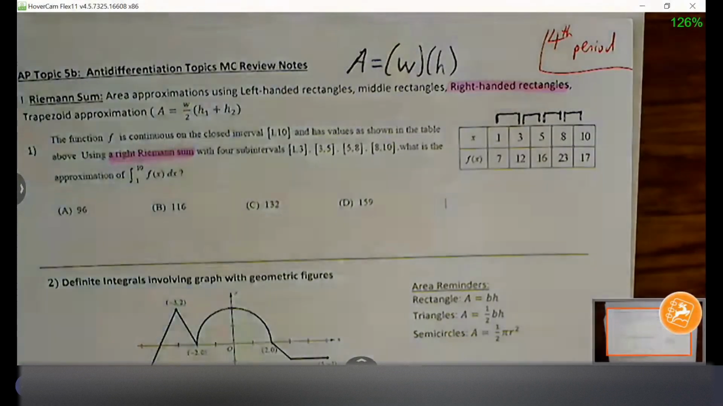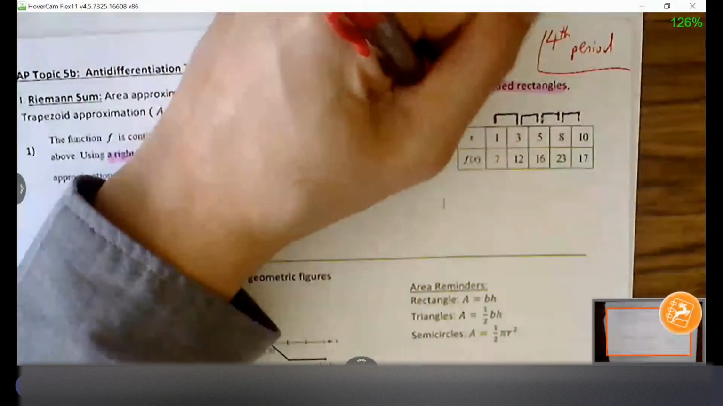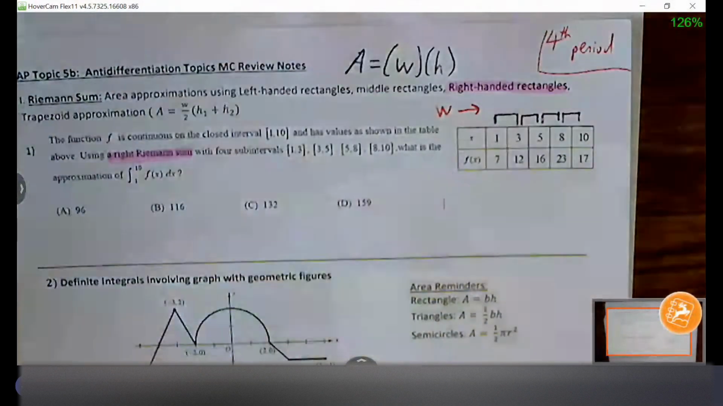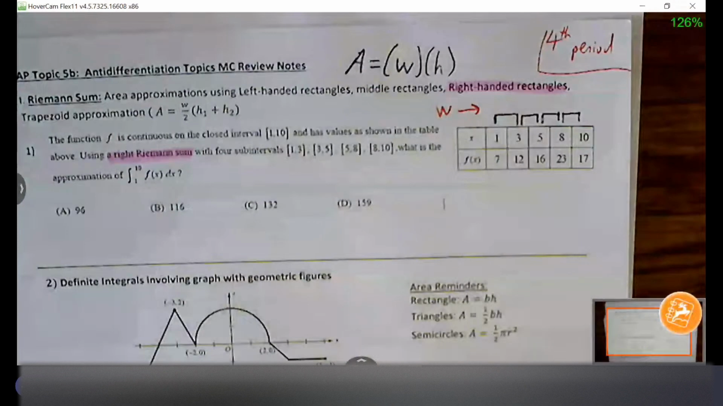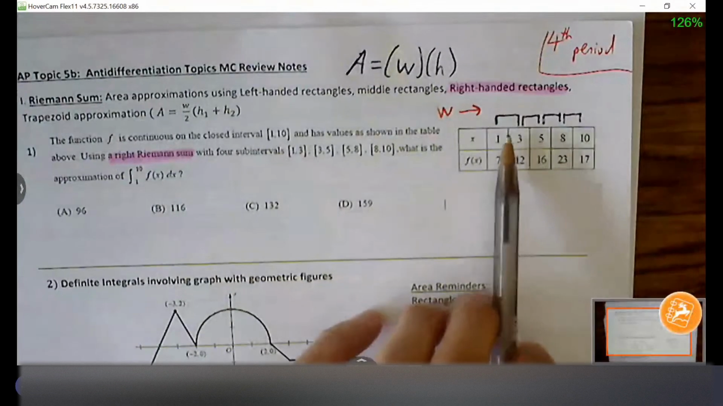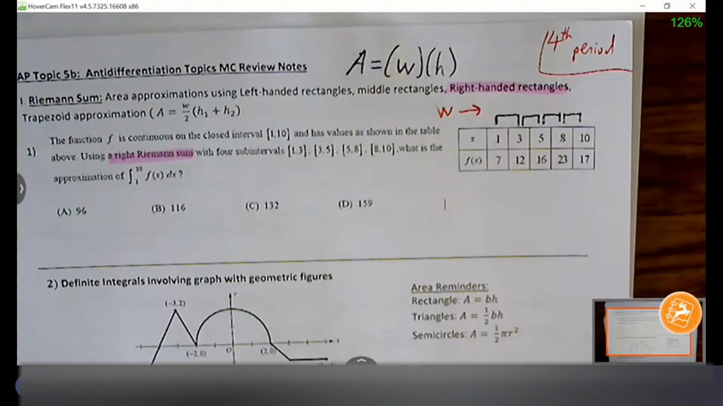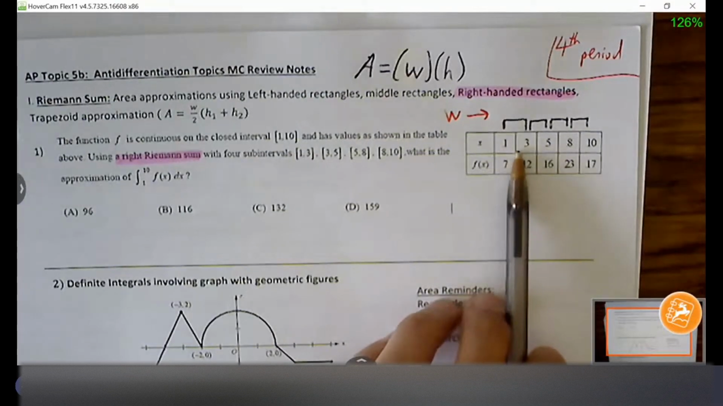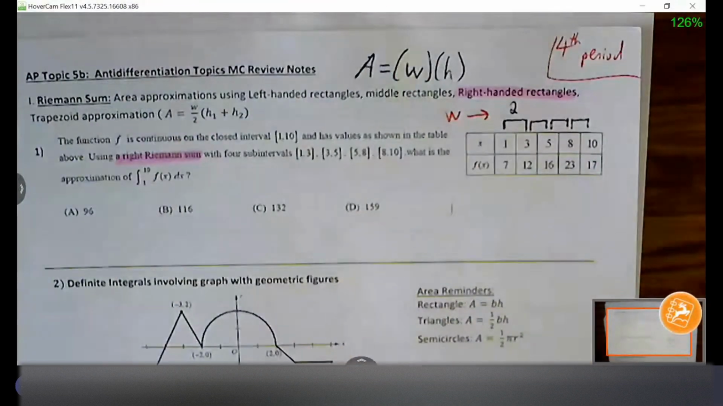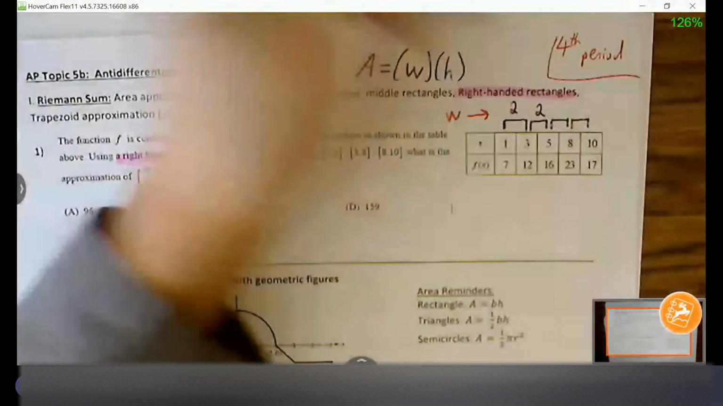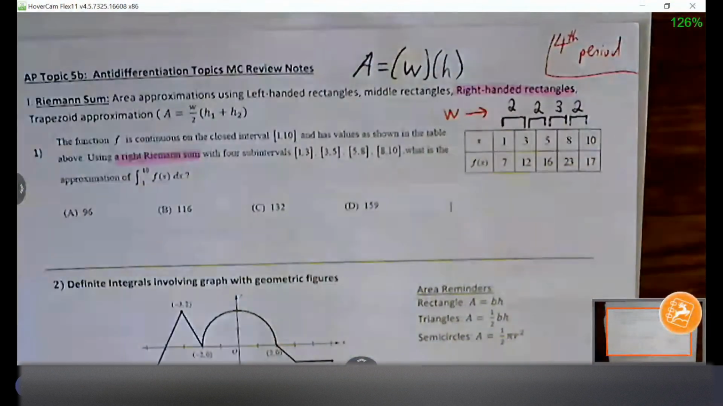Now, you're going to be picking off the width from these brackets. That's where the width component of my rectangles will come from. We're going to take these x values and subtract them. We're going to find the distance between each of these x values. So distance from 1 to 3 is the same thing as 3 minus 1, which is 2. The distance from 3 to 5 is 5 minus 3, which is also 2. Distance from 5 to 8 is the same thing as 8 minus 5, which is 3. And then 10 minus 8 is 2. Okay, any questions there?